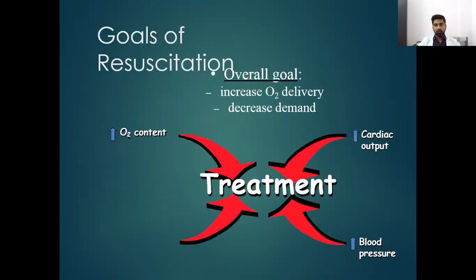Now, goals of resuscitation. The overall goal is to increase O2 delivery and decrease demand. As you can see in this diagram, it is clearly shown: increase O2 content, increase cardiac output, increase blood pressure. As you can see in the chart, there is decreased blood pressure, decreased cardiac output, and decreased O2 content. So the overall goal is to increase our oxygen delivery and decrease demand.